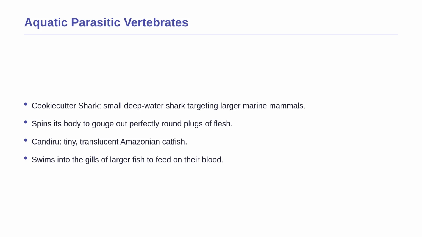Knowing the definition, let us look at some incredible real-world examples, starting underwater. First, we have the cookie-cutter shark. This is a small, deep-water shark that attaches itself to much larger marine mammals. It literally spins its body to gouge out perfectly round plugs of flesh, leaving a cookie-shaped wound. Second, we have the candiru. This is a tiny, translucent catfish found in the Amazon River. It swims directly into the gills of larger fish to feed on their blood. Both of these aquatic vertebrates perfectly demonstrate how specialized physical traits allow them to exploit much larger hosts.